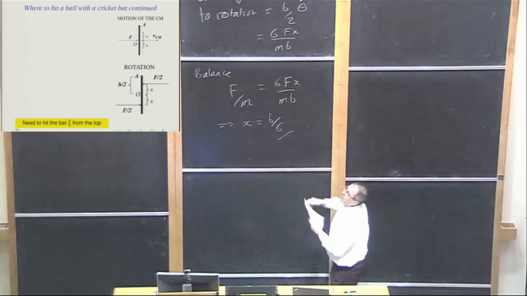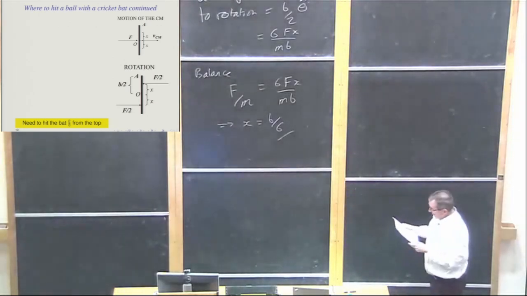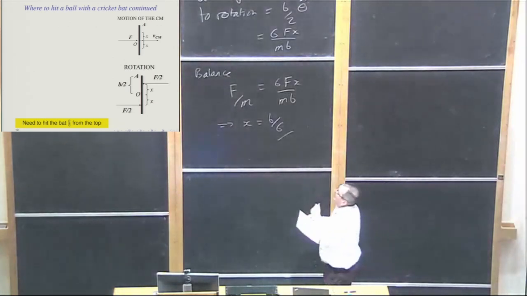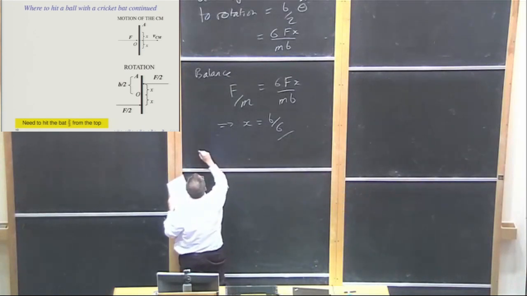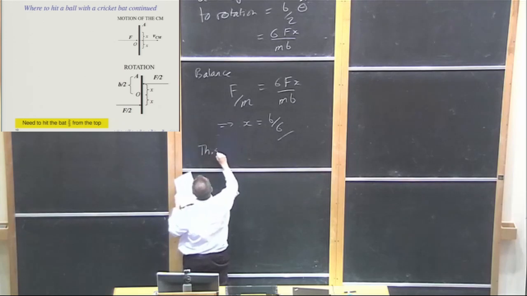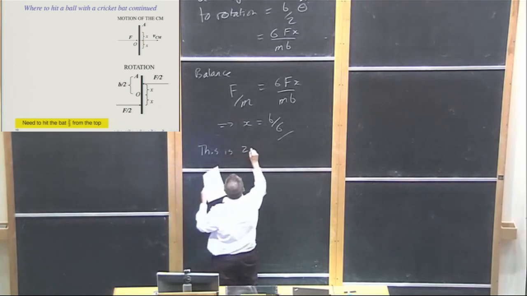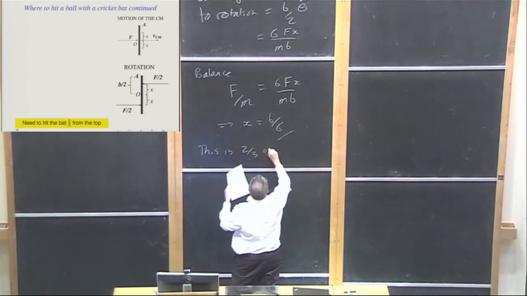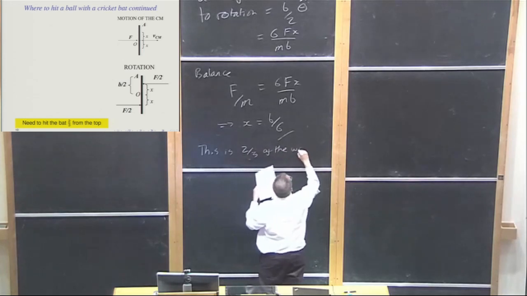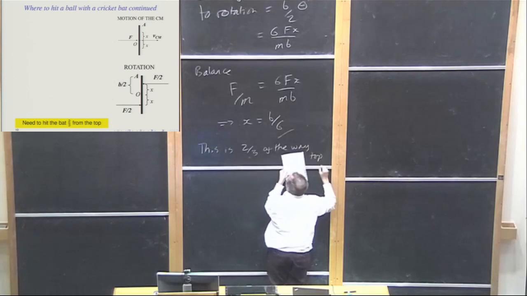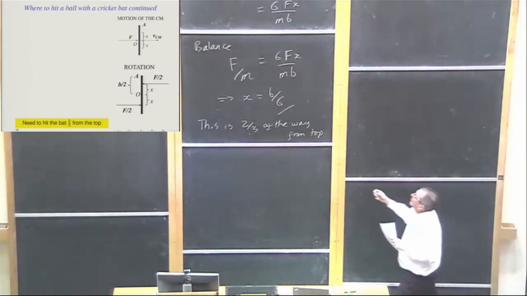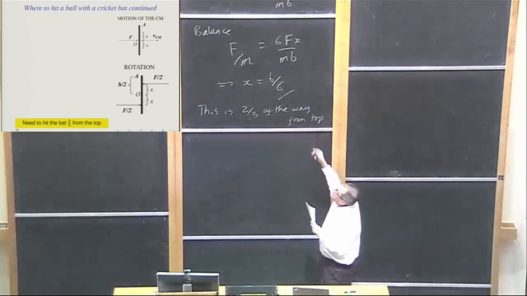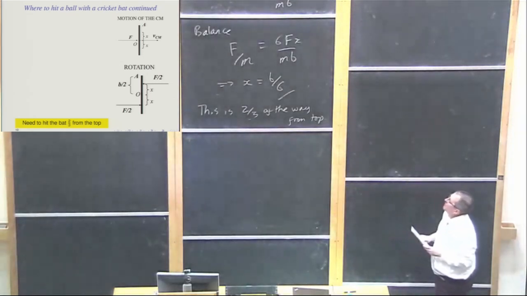And this is the distance below the centre of mass of the bat. So if we calculate the distance from the top of the bat, this is 2/3 of the way from the top, which seems about right if you can picture a cricket bat in your mind.